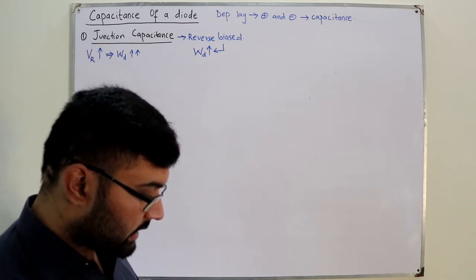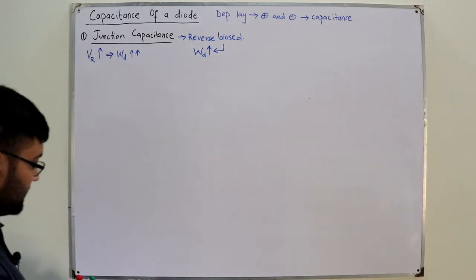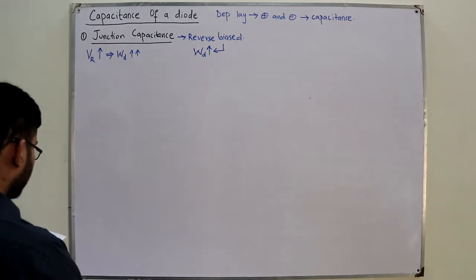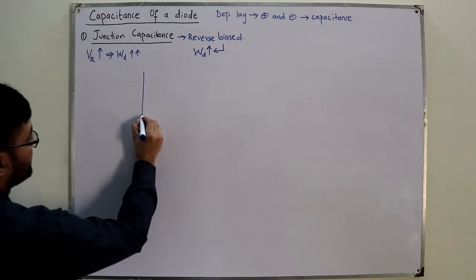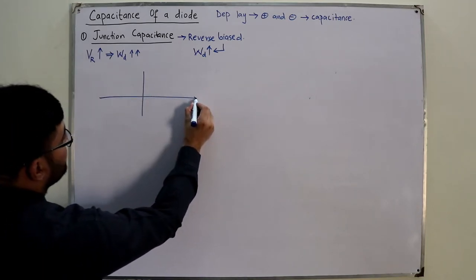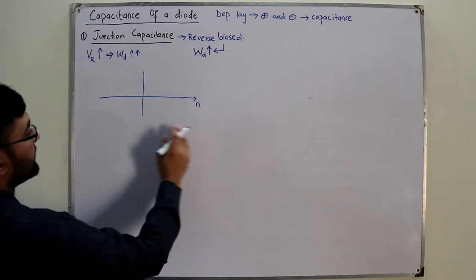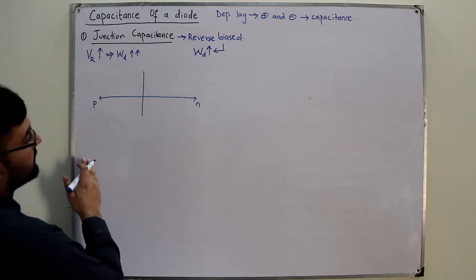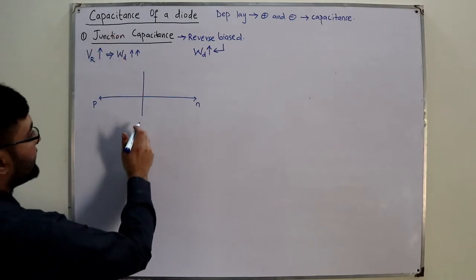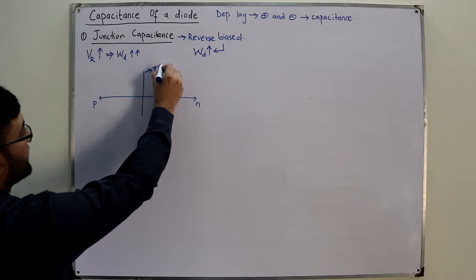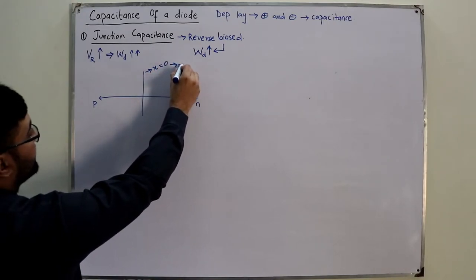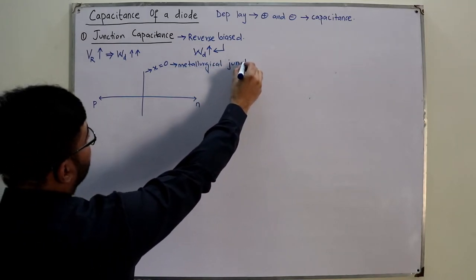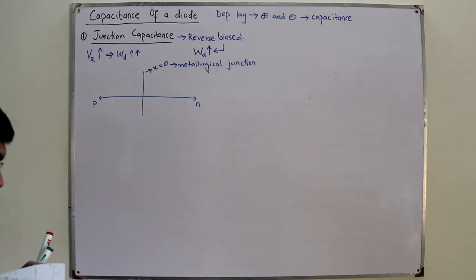If I draw a concentration graph over here, I believe I have not drawn it previously. This is your vertical axis, this is your horizontal axis. The horizontal axis represents the n-type material on the right side, and the p-type material on the left side. On the vertical axis, this is your x equals 0 position, which is your metallurgical junction position.